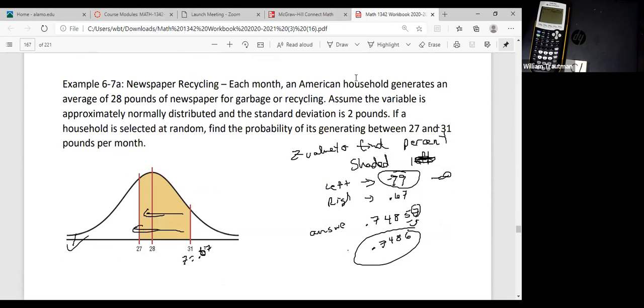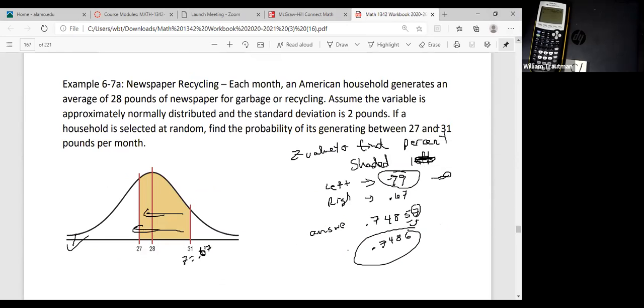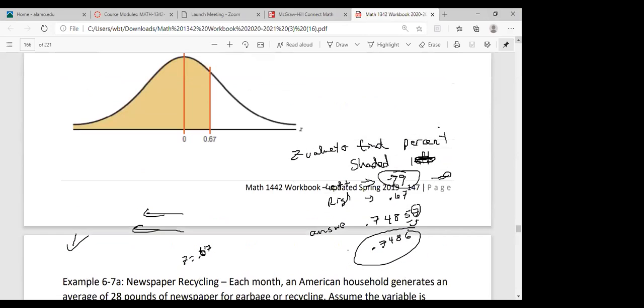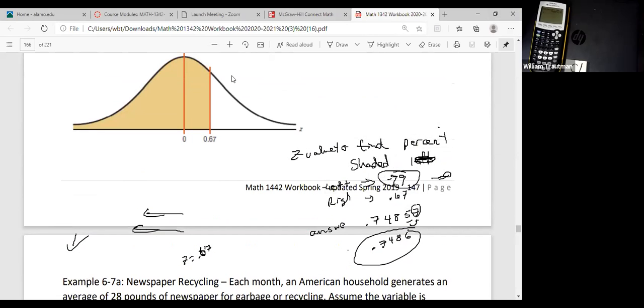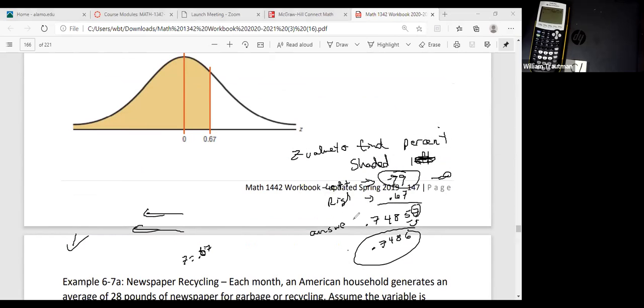All right. If there are any questions, just yell them out. Sir, why do we have to go 1 less again? We didn't go 1 less. Oh, you're talking about the spaces? No, I'm talking about the 0.74857. Oh, yeah. You go 1 more.